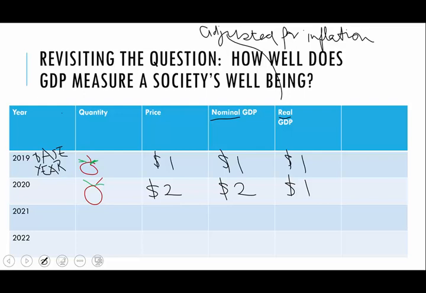So nominal GDP is the sales price. Real GDP is the inflation-adjusted price. And which one of these is giving us a better indication of whether our economic situation improved?